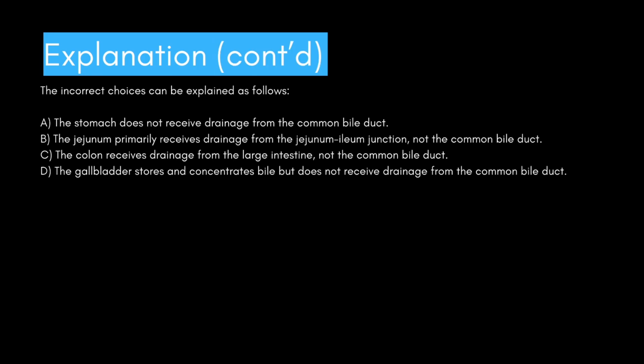The stomach does not receive drainage from the common bile duct. The jejunum primarily receives drainage from the jejunum-ileum junction, not the common bile duct. The colon receives drainage from the large intestine, not the common bile duct. The gallbladder stores and concentrates bile, but does not receive drainage from the common bile duct.